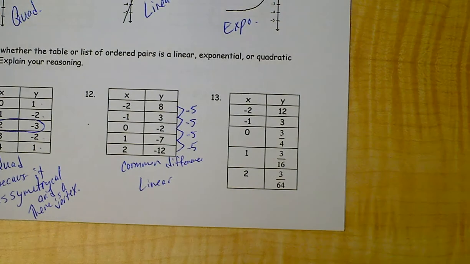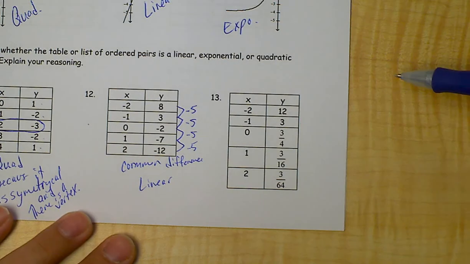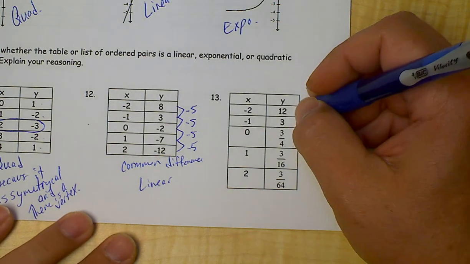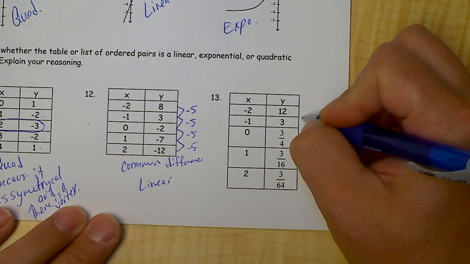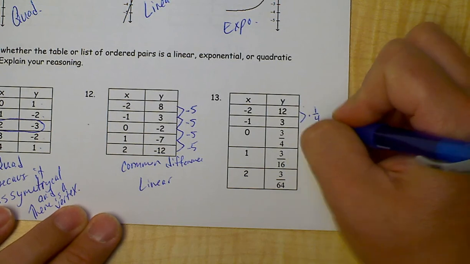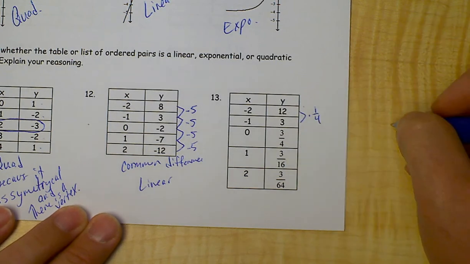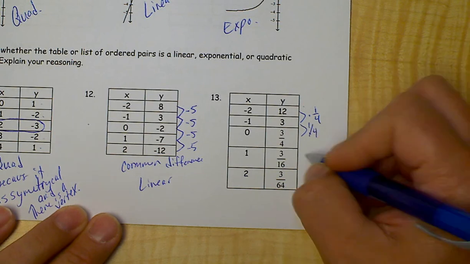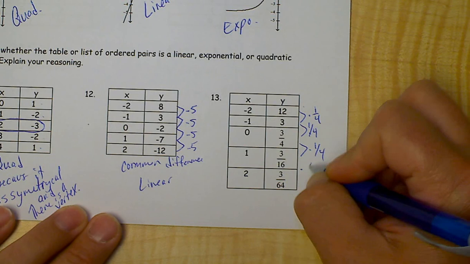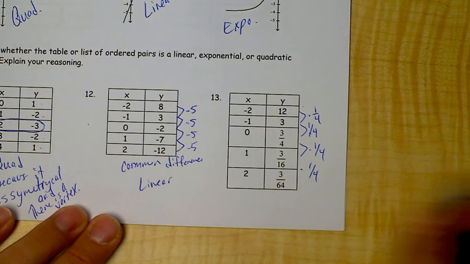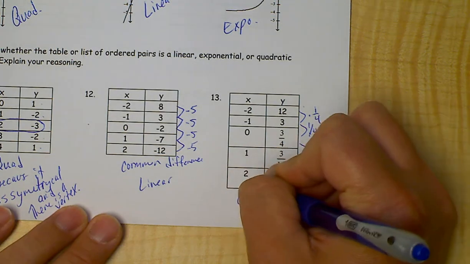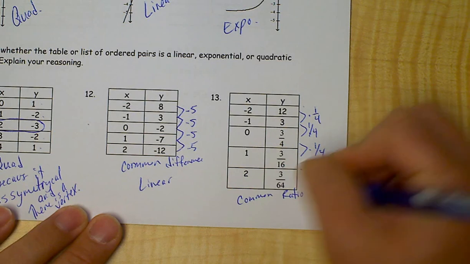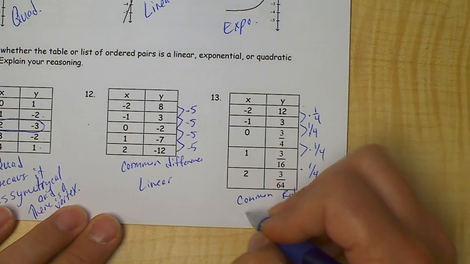Okay, my last one, I need to go from 12 to 3. 12 to 3, that's going to be divided by 4. But remember, I don't write divided by 4, I write times 1/4. Okay, and times 1/4, times 1/4, times 1/4. Okay, so that's a common ratio since it's multiplication, so it is exponential.